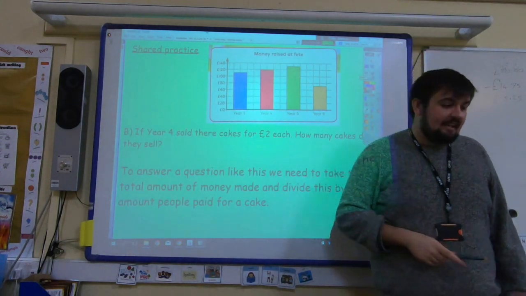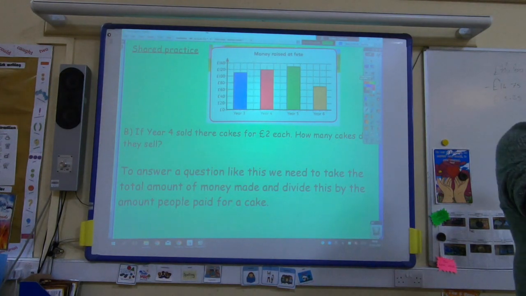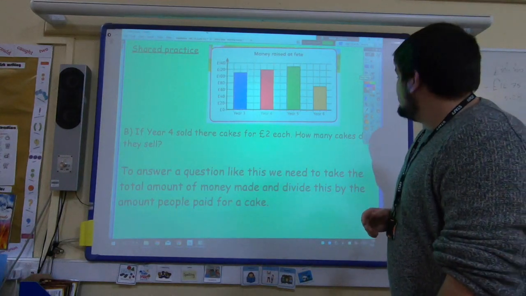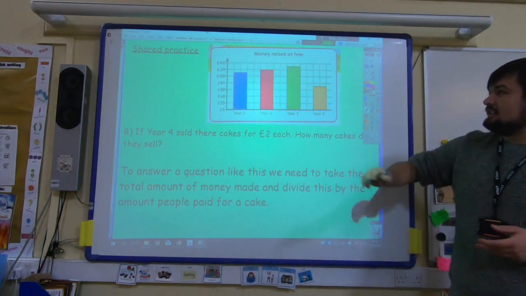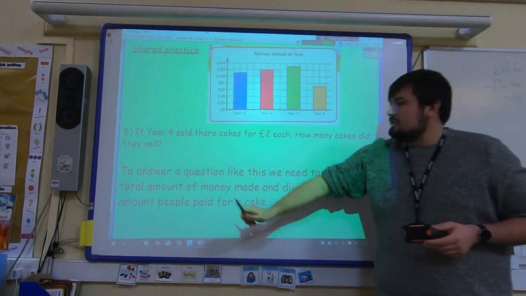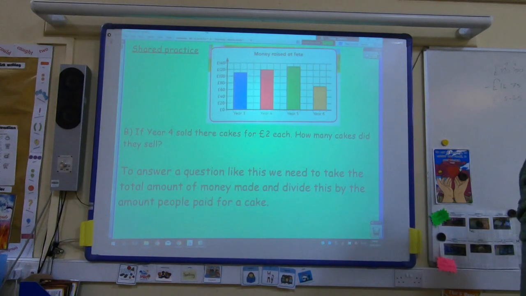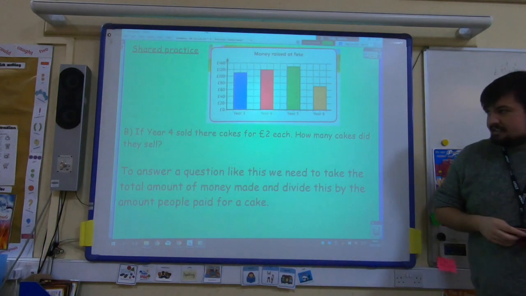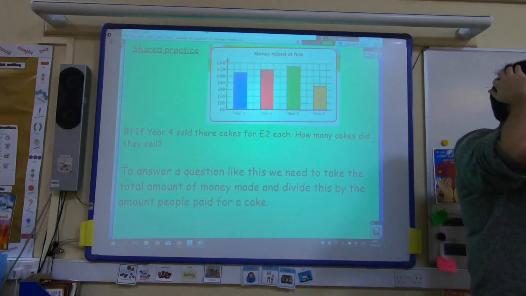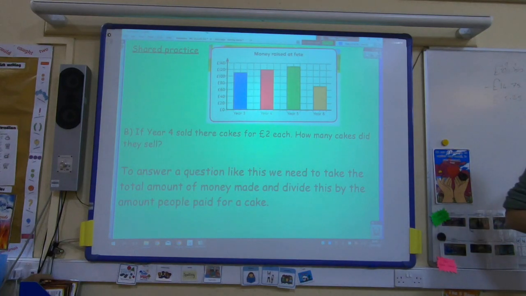We're going to have a look at our next one. Did you follow that? I'll work with you at the moment. We'll work together. Let's have a look then. So the second question. This time, year 4 sold their cakes for £2 each. How many cakes did they sell?